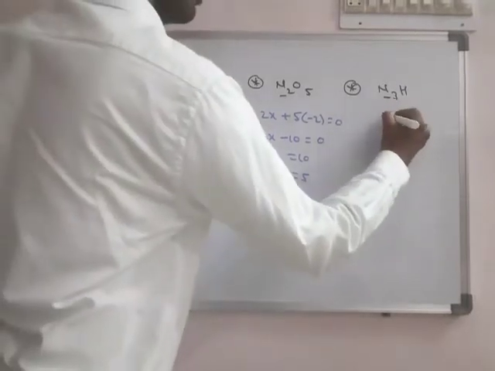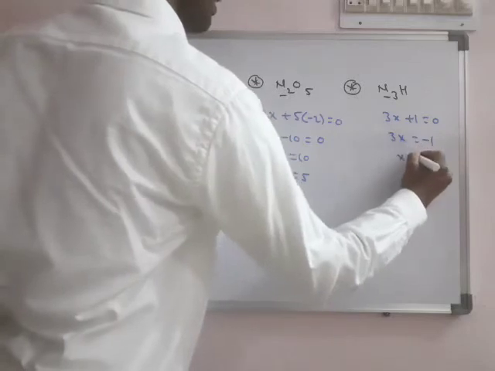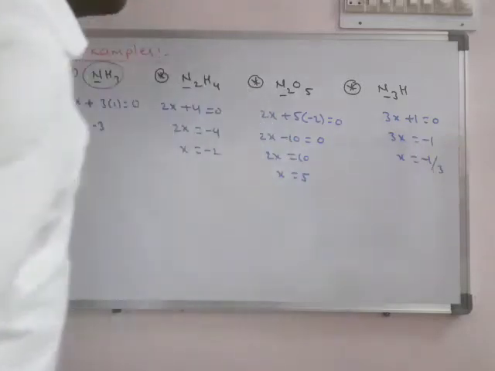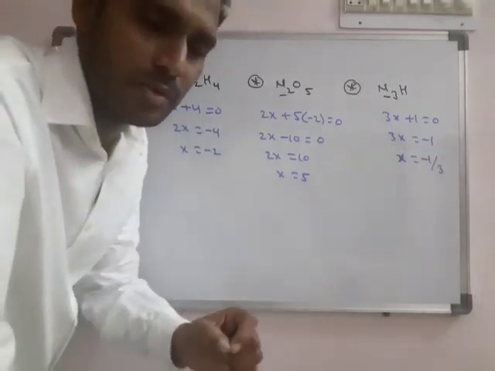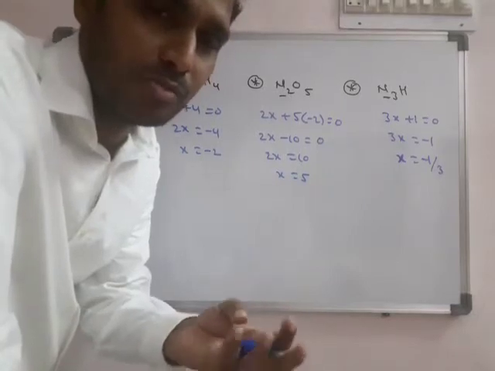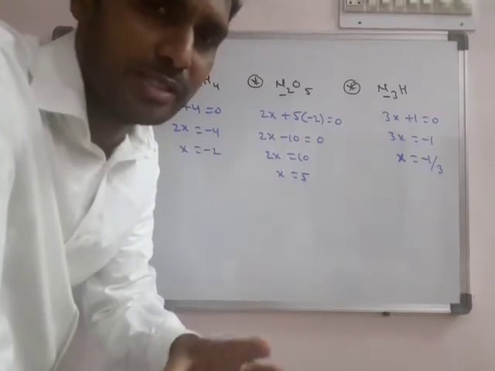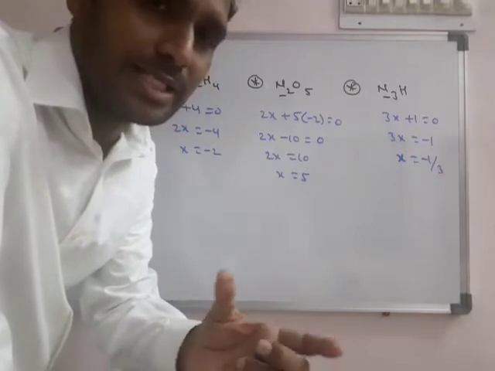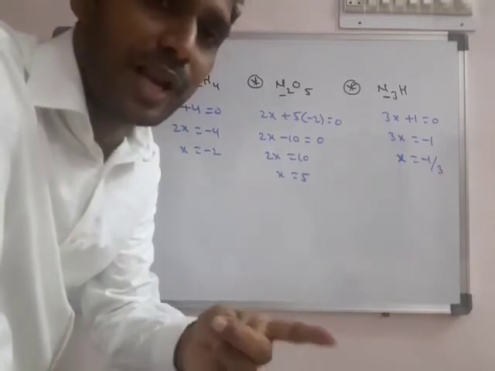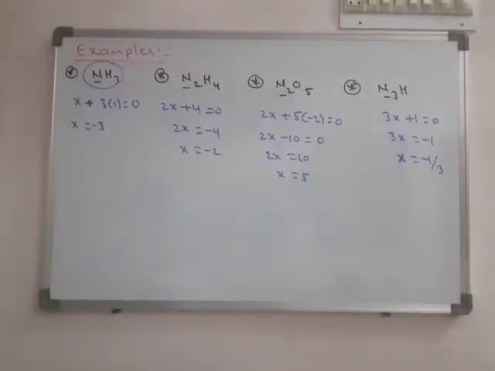So N3H, 3x plus 1, 3x equals minus 1, x equals minus 1 by 3. Here we have to remember the oxidation state of an element in compounds may be positive, may be negative, or it may be in fractions also. Free element we already know it's 0, but based on the molecule or compound it may exhibit positive, negative, or sometimes fractional oxidation state also. It is the best example for that. Okay, so next we see some more examples.